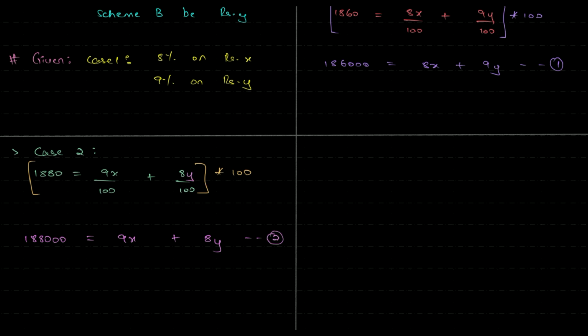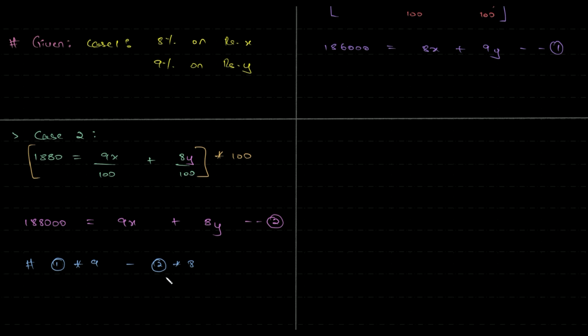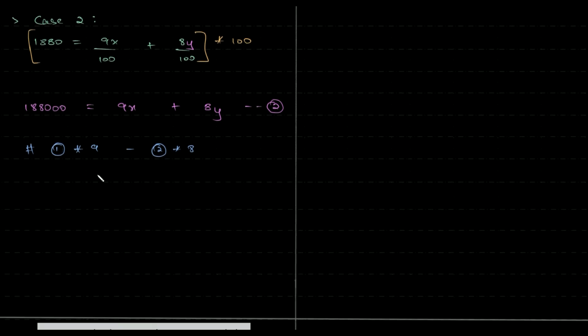Now what is it that we have to do? Simple. Equation 1 and equation 2, elimination method. So we'll eliminate, I guess, x. How will we do that? Equation 1 into 9 minus equation 2 into 8. If you do this, x will be eliminated.